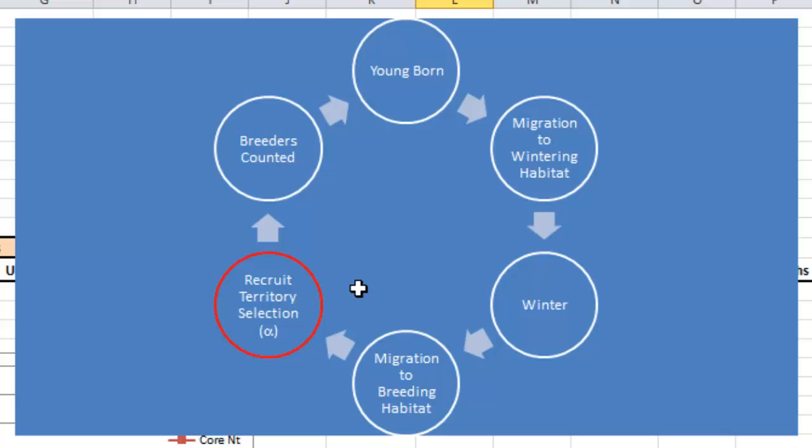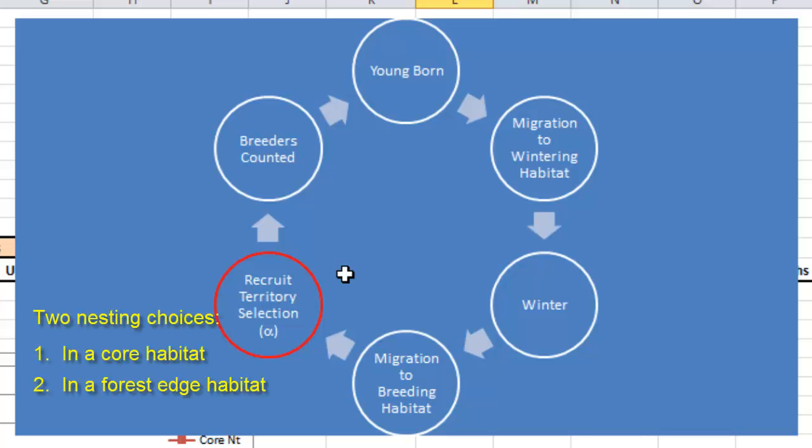This individual is called a recruit. It was born the year before, but it's been recruited into the breeding population. And this decision about where to nest is controlled by this parameter called alpha. In our model, we'll have two choices. It can choose to nest in a core habitat, or it can choose to nest in a forest edge habitat.